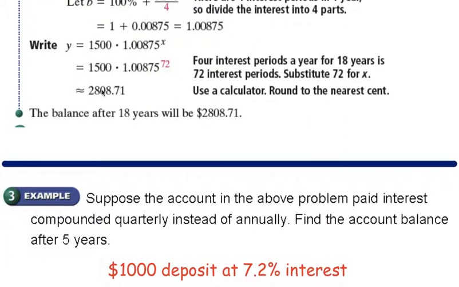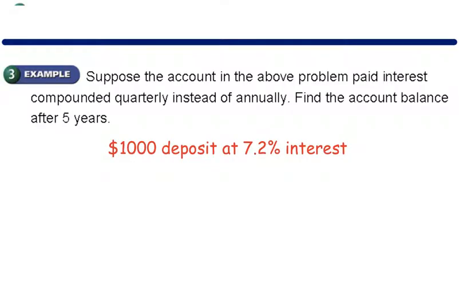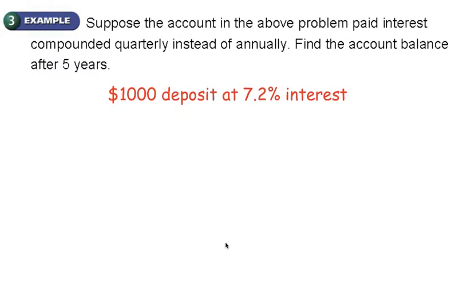Okay, so taking a look at example 3, we have: suppose the account in the above problem paid interest compounded quarterly, that's 4 times a year, instead of annually, which is just once. Find the account balance after 5 years.